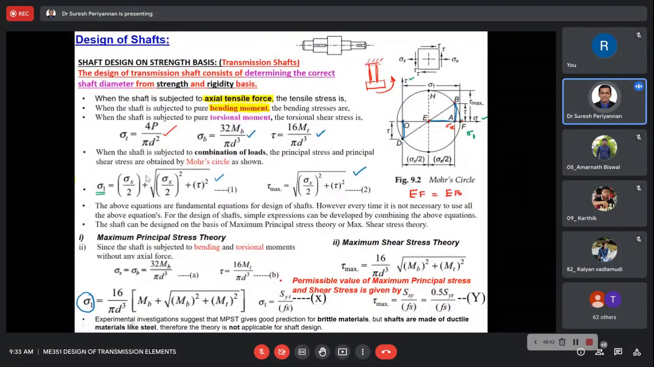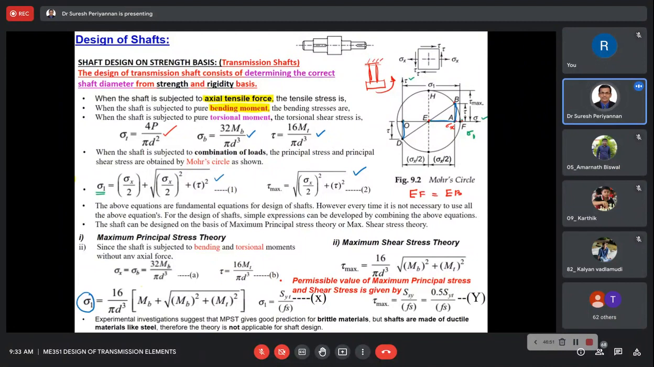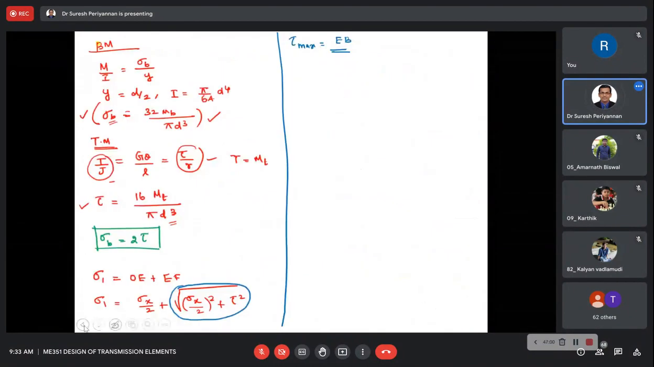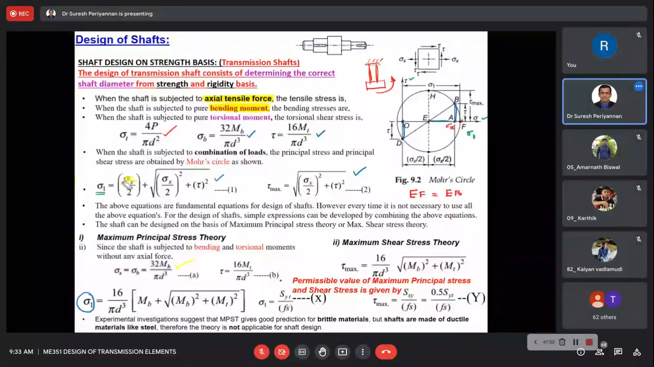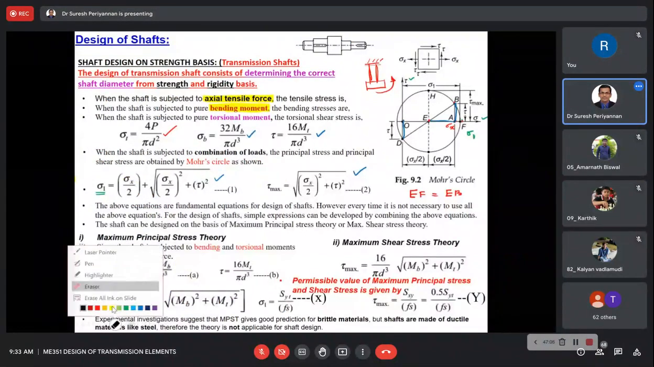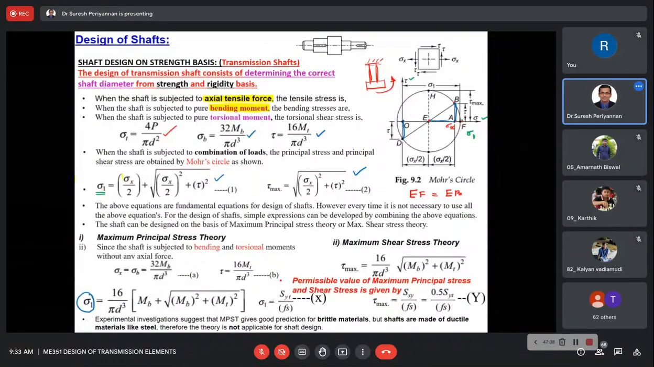Hence, in this maximum principal stress theory, I would like to introduce my bending moment, that stress value in terms of bending moment. Hence, this equation, sigma x, we are writing in terms of bending moment: 32 Mb by pi d cube. Then substitute here. This is now our sigma 1 based on maximum principal stress theory.